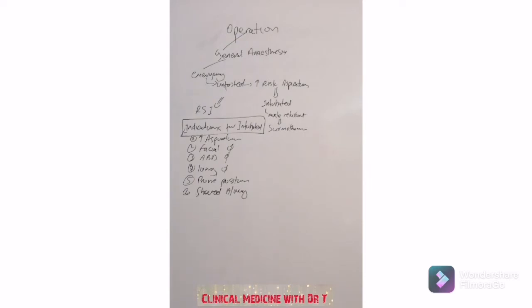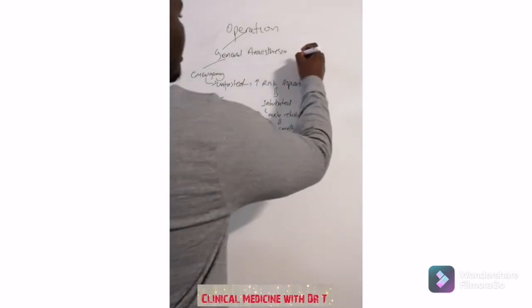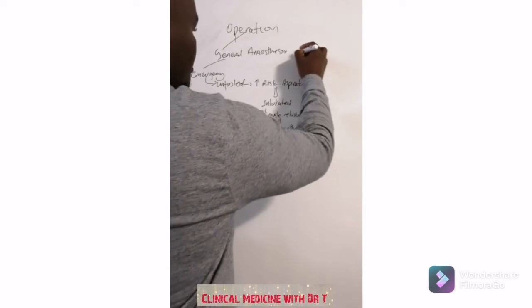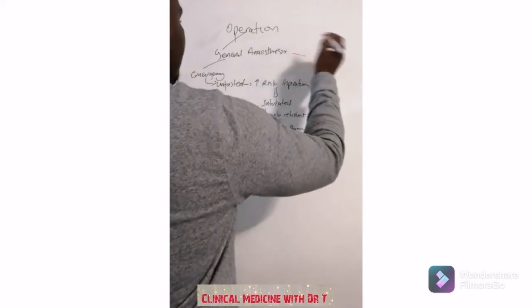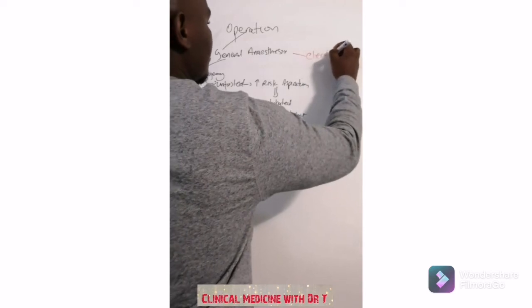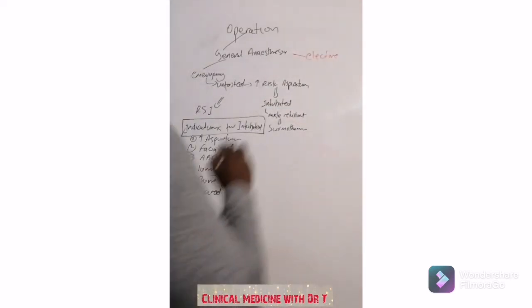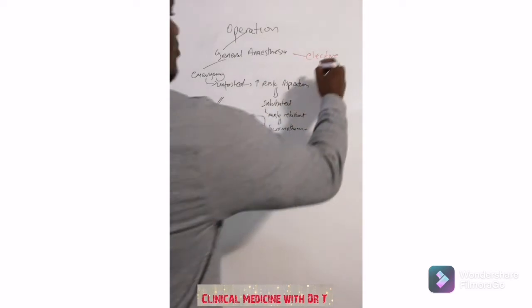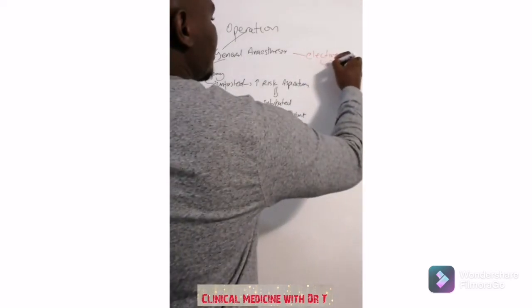Now let's go back there. Let's say we have a patient that needs an operation, needs a GA, but there is no risk of aspiration. So let's talk about an elective here. When a patient is an elective, we assume that the patient is fasted.